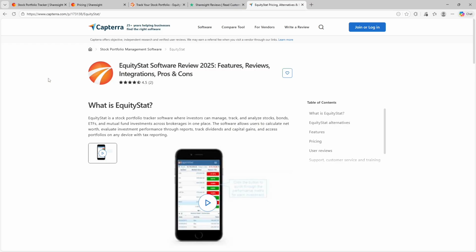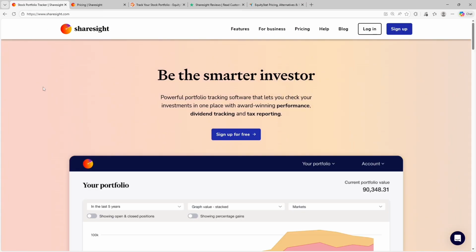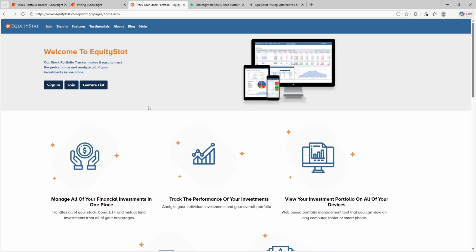Final takeaway: if you want structured, dividend-focused portfolio tracking with reliable long-term reporting and accountant-friendly outputs, Sharesight is the safer and more accessible choice for most investors. If your priority is deep performance analytics, attribution insight, and professional-level portfolio evaluation rather than income tracking, EquityStat offers a more analytical approach built for advanced users.